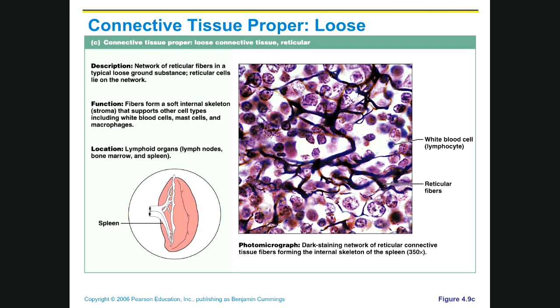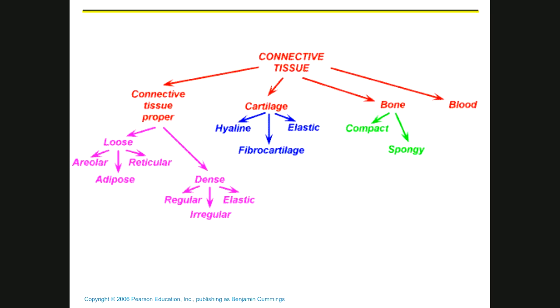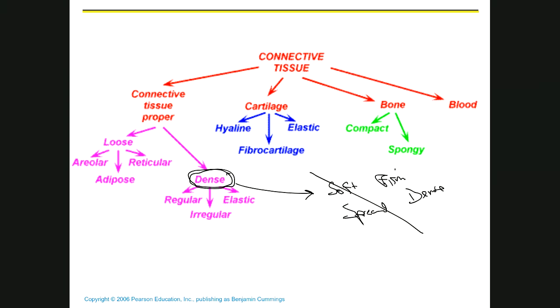Okay, but we also have three dense connective tissues proper. So now, think about the word dense. Which one does that sound like? Does it sound like soft, or does it sound like more firm? Does it sound spread out, or does it sound like dense? Well, it's in the name, dense. So that's what we're going to see. We're not going to see this soft spread out like we did over here. We're going to see firm, dense, strong tissue.